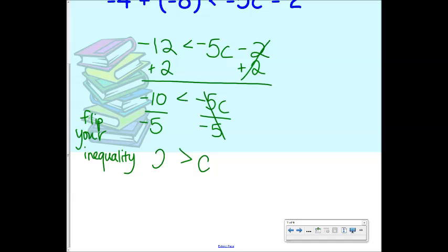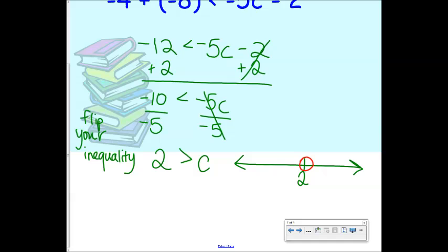So now when I go to graph that, I want you to be really careful, because I want you to make sure that you remember that my variable's on the right side. So what this is saying is 2 is greater than c, or in other words, c is actually less than 2. C is smaller, so the smaller side of the inequality sign is facing the c. So when you put your open circle at 2, your arrow is actually going to go which way? 2 is greater than c, or c is less than 2 means my arrow is going to go this way.